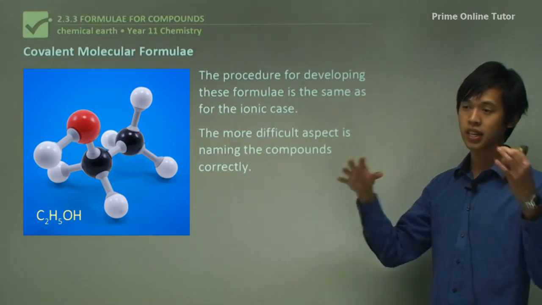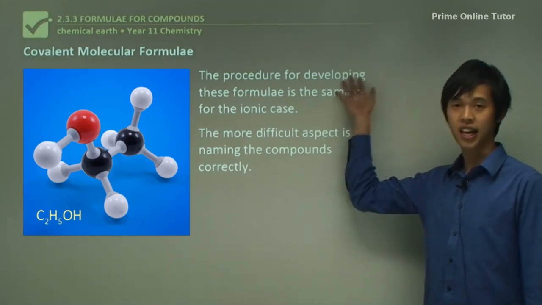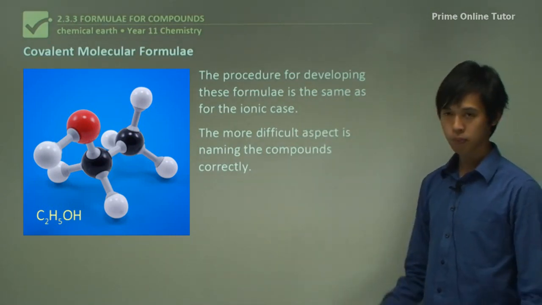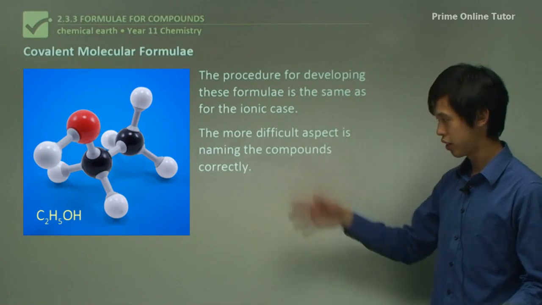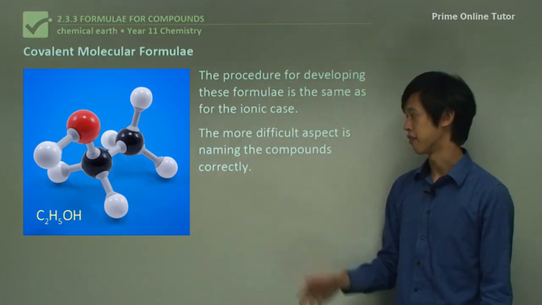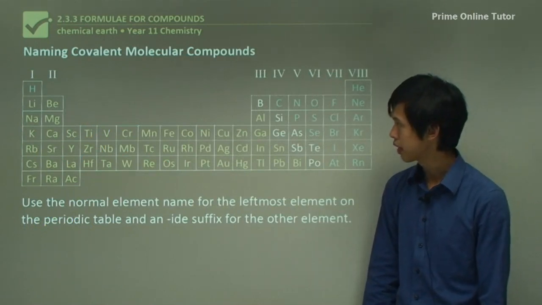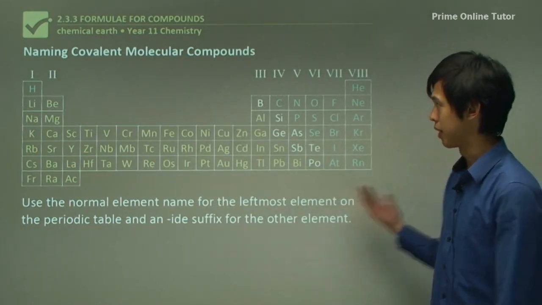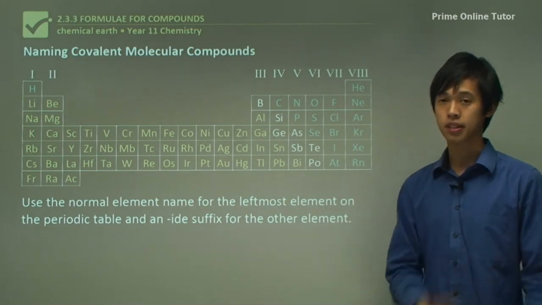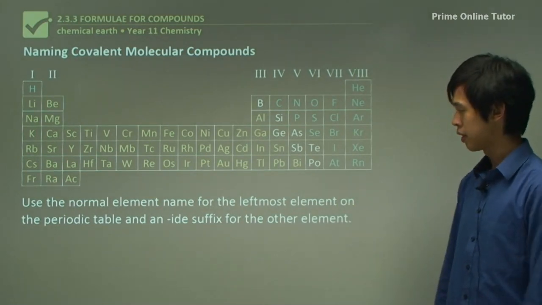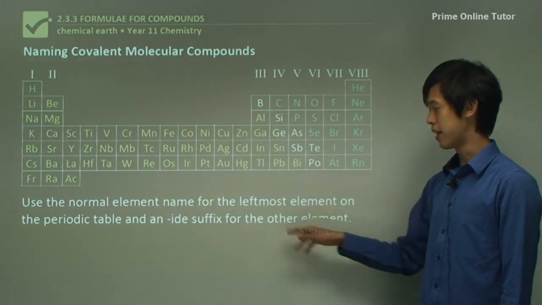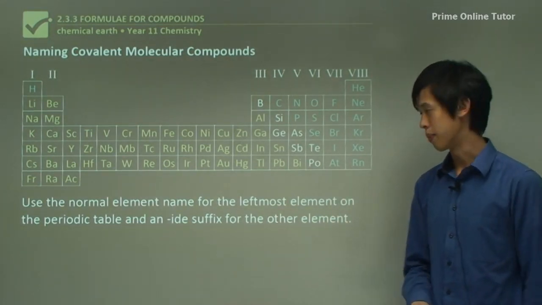Okay, so the process is exactly the same. You make an electrically neutral compound, but the difficulty becomes actually naming the compound. So there we have our issue. Okay, so naming covalent molecular compounds is what we're going to focus on. So just remember the process is exactly the same as the ionic process. Okay, so you use the normal element name for the leftmost element on the periodic table.